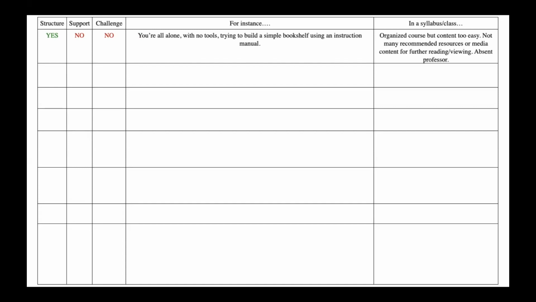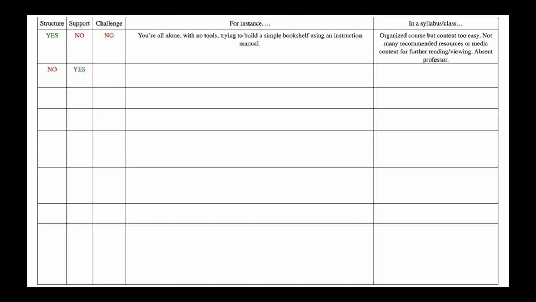So in a class, this is what it looks like. It's an organized course, but the content is too easy. There are not many recommended resources or media content for further reading and viewing, and the professor is absent, not there in a supportive role to your students. You've given them some structure, but you just leave them free from there. So we don't want to do that.